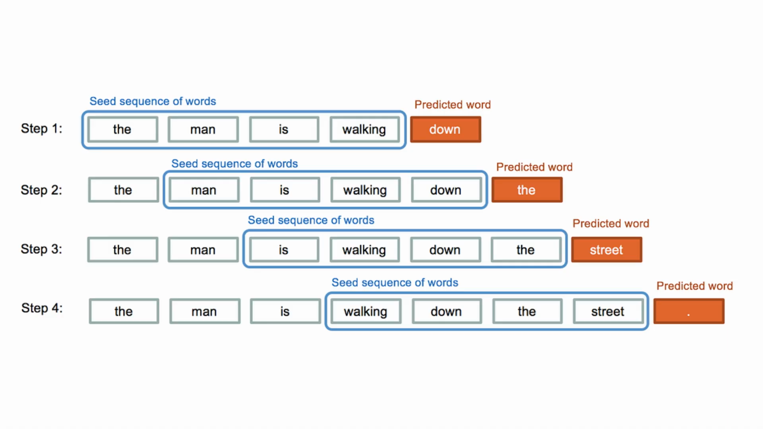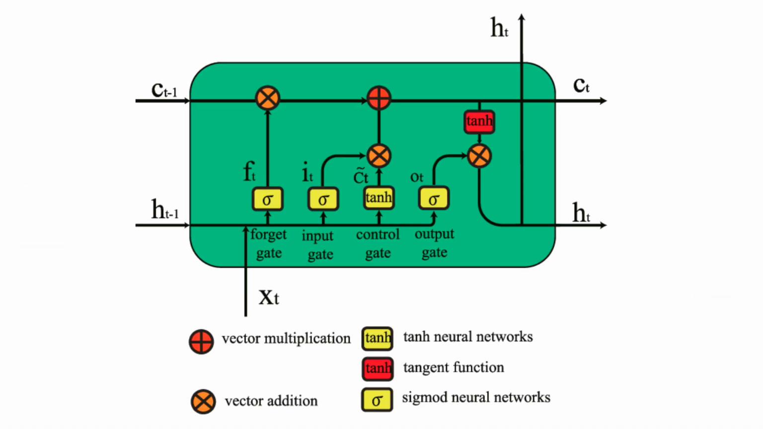So how do LSTMs achieve this memory superpower? The key is their special architecture. Instead of a single neural network layer like in a simple RNN, an LSTM has a more complex structure containing several interacting layers and gates. Now, we'll break down the key components.